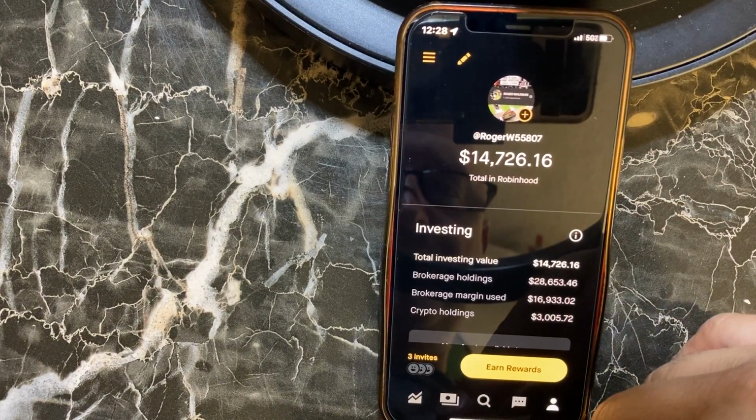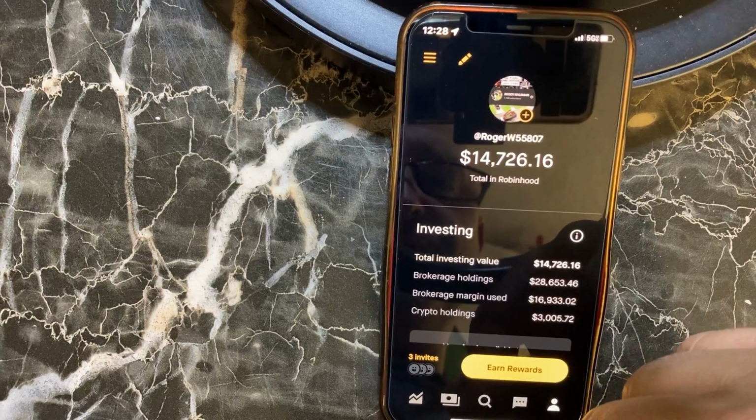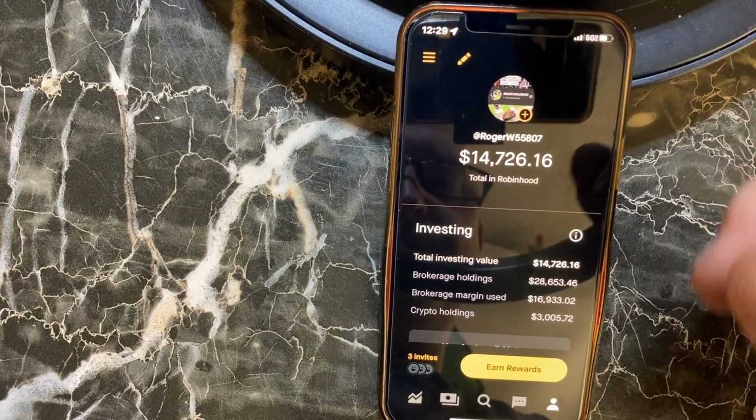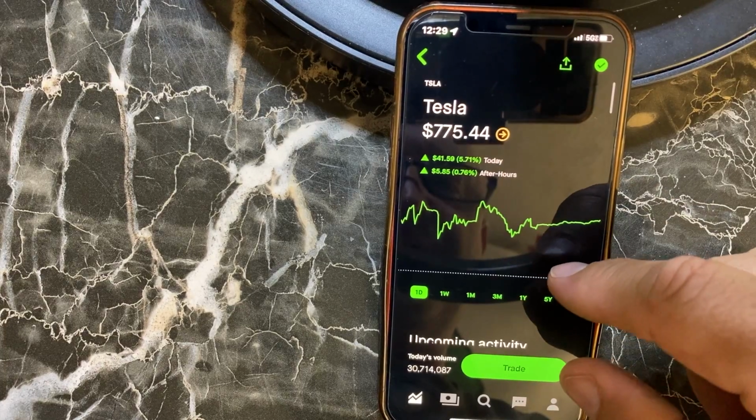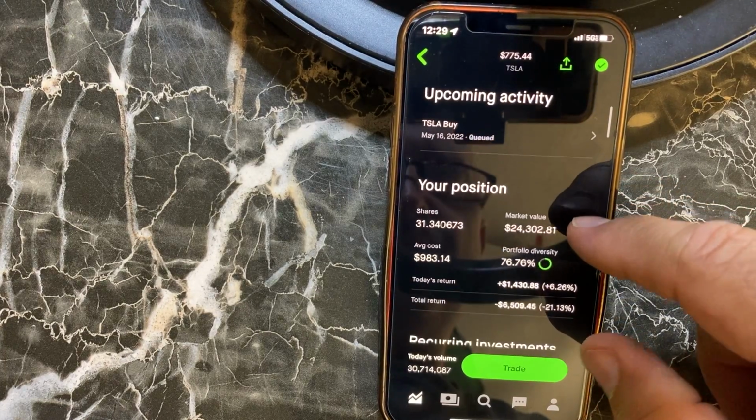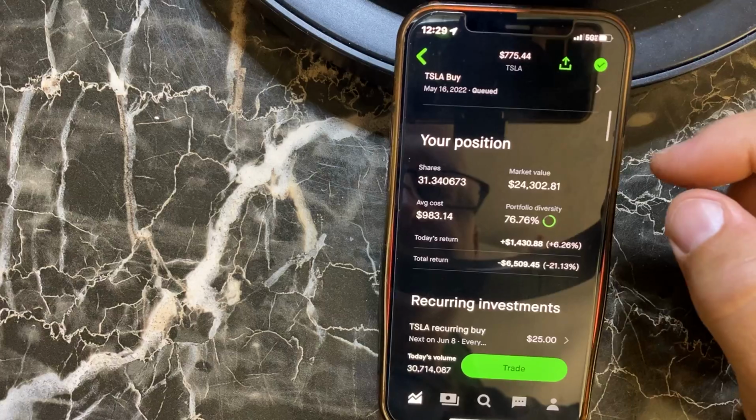And of course, 2 years ago was a really good time to get in because everything was down. And so that's when I got in. And then I got out before the market reached this point.